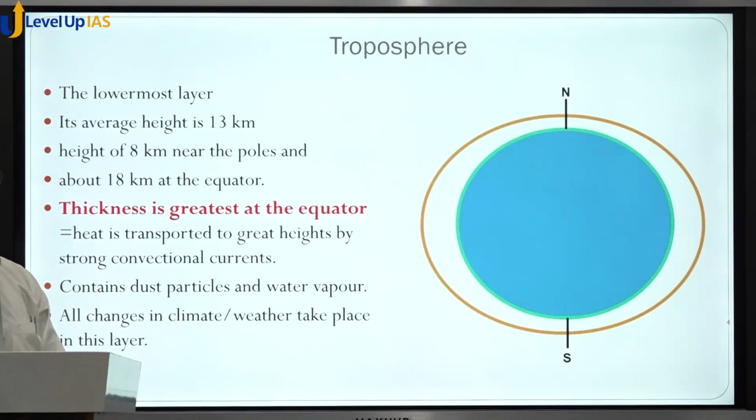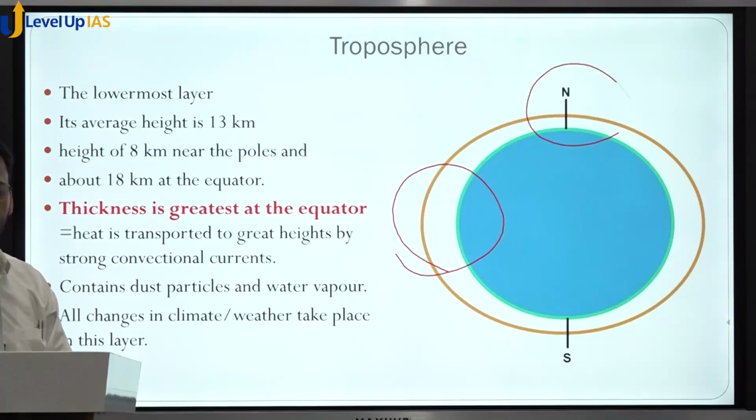So the first layer is the troposphere. Here you can see this is a layer on the top of the earth. The first layer on the top of the earth is the troposphere. The thickness of the troposphere is more on the equator compared to the pole. You can see over here the thickness of the troposphere is more on the equator compared to the thickness on the pole.